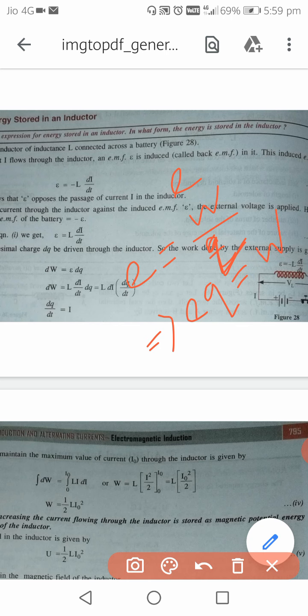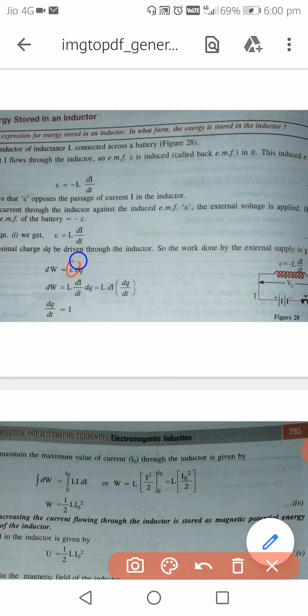So that's what we have done. Work done is equal to induced EMF into the small charge that we want to provide in the coil. Now from dW, if we want to get the total work done, we are supposed to integrate it to get W. But before we go for integration, let us substitute some values. Here in place of E, we have substituted L di by dt, neglecting the negative sign as we are using the magnitude only.